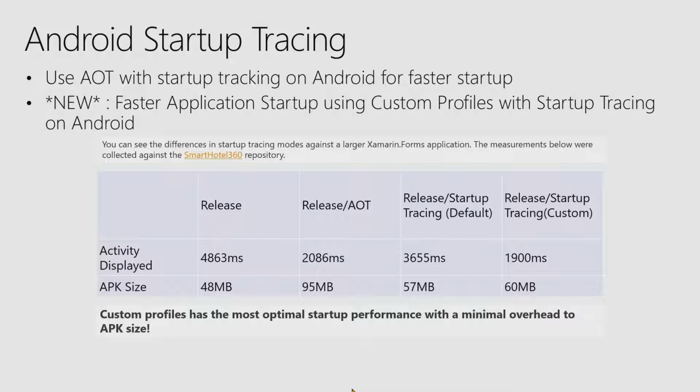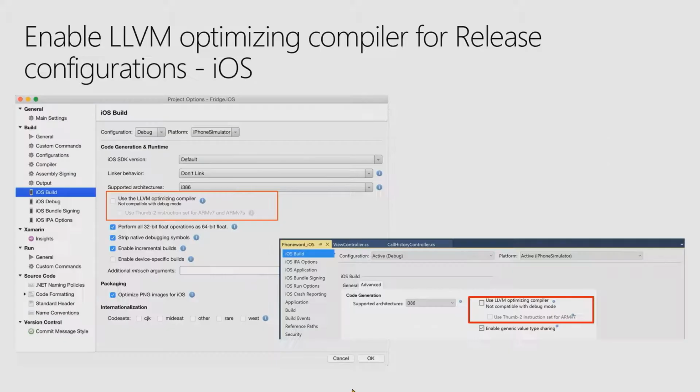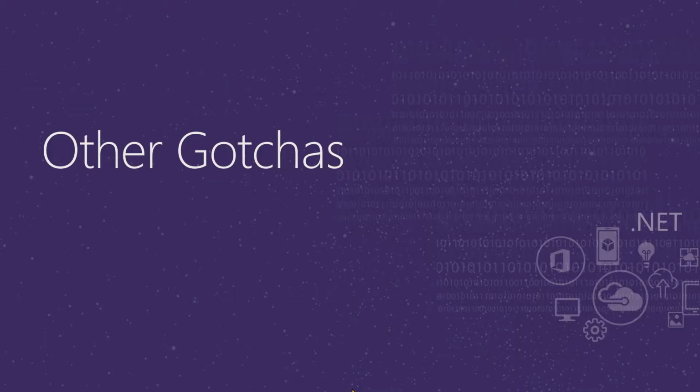So definitely check this out if you haven't already. For iOS, there's this little option that's hidden in iOS build that turns on your LLVM optimizing compiler. It's turned off by default in debug, so usually you'd want to turn it on in release mode, but I will put a small caveat to this. After you turn it on, please thoroughly test your apps on a device and make sure that it's not breaking something else and your app continues to have good performance.